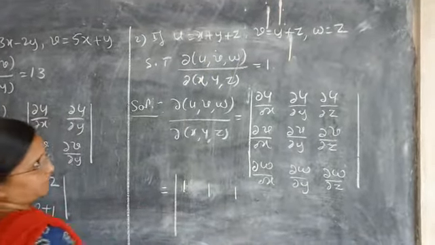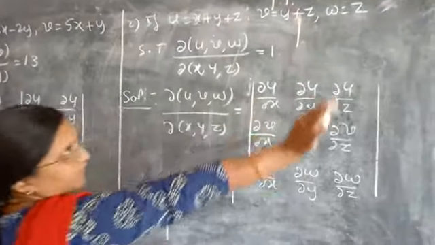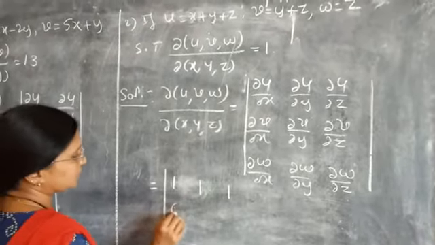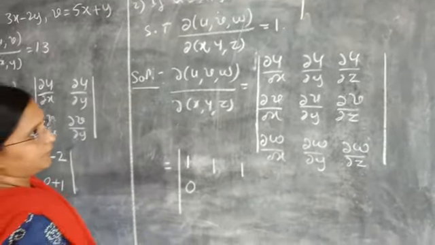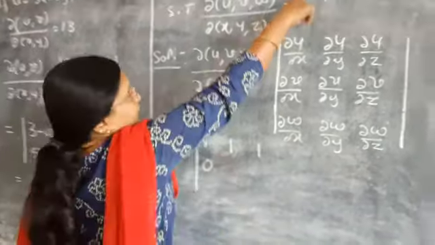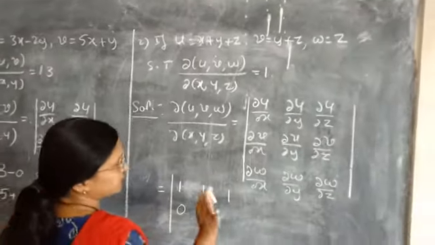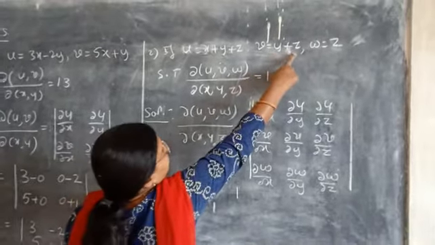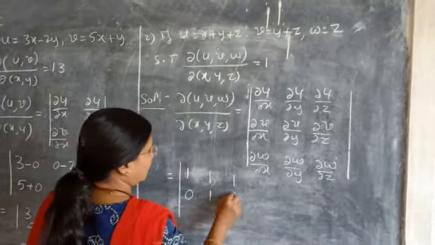∂v/∂x. Here in v we don't have any x term, so all the terms are constant and the derivative is 0. And ∂v/∂y: the derivative of y is 1 and z is constant, so it is 0. ∂v/∂z: again the derivative of this one with respect to z is 1.